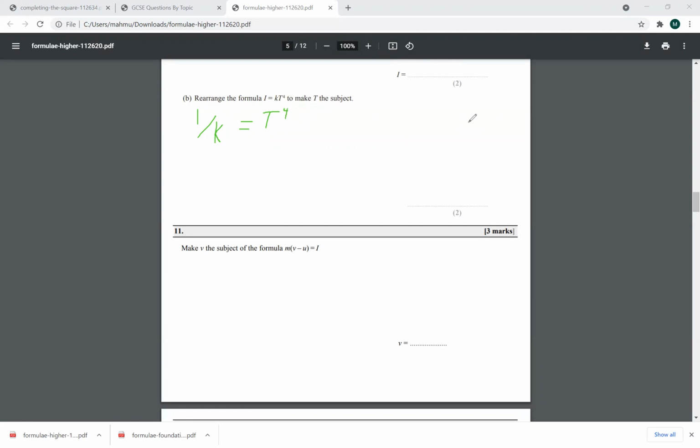Now, how will you cancel out that 4 to make t on its own? How will you cancel it out? It's the same thing. I've got I over K here, it equals t to the power of 4, right? So to cancel this out, use a different color. All I'm going to do is put square root of 4 here and a square root of 4 here. That's it.